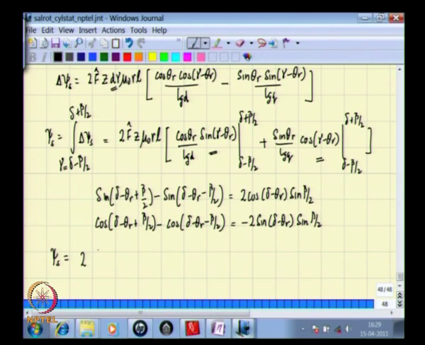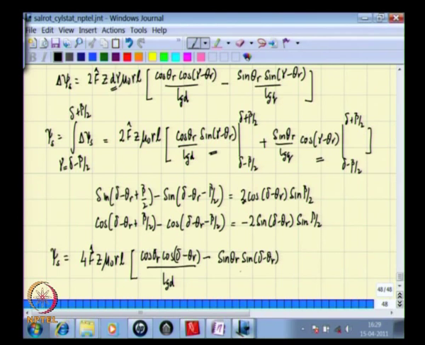and therefore this expression psi s can now be written as 2 times, we take this 2 also outside, which means this becomes 4 times f hat z mu naught r into l multiplied by cos theta r cos of delta minus theta r divided by Lg d minus sin theta r sin of delta minus theta r divided by Lg q multiplied by sin of beta by 2.